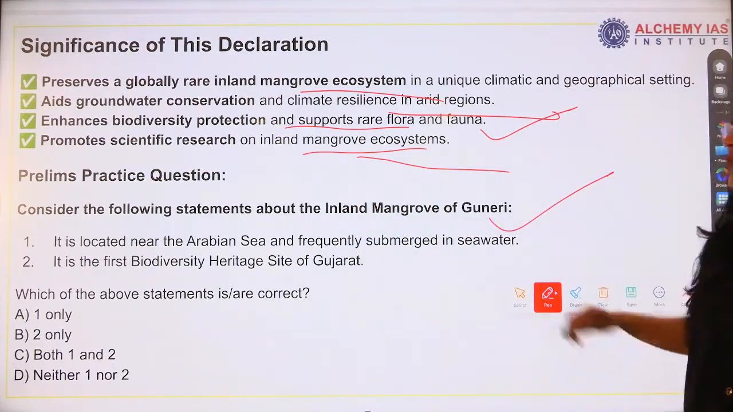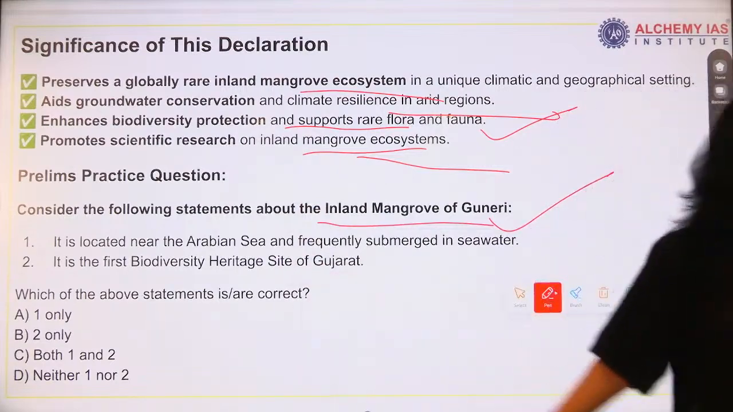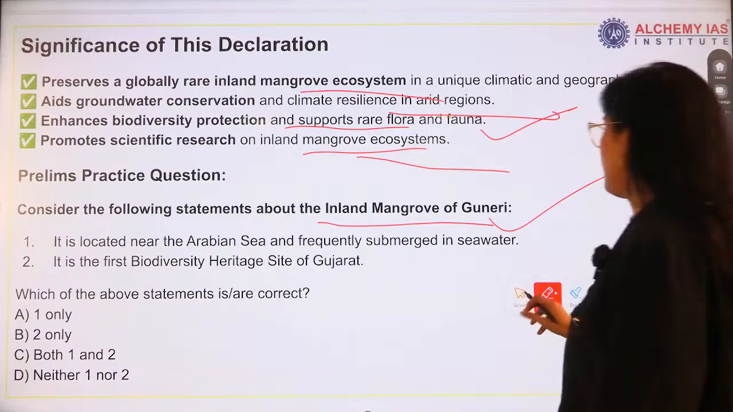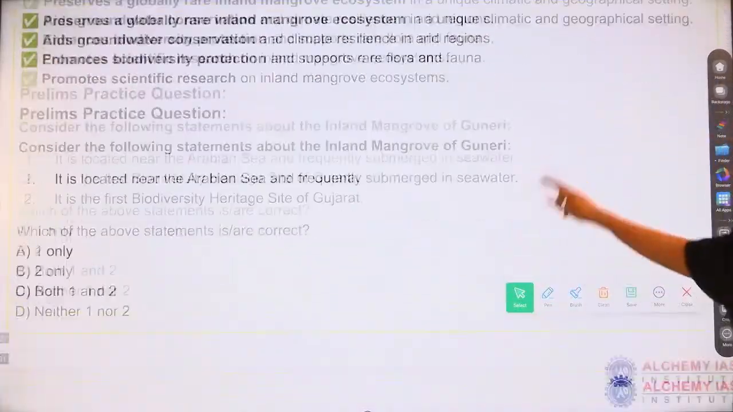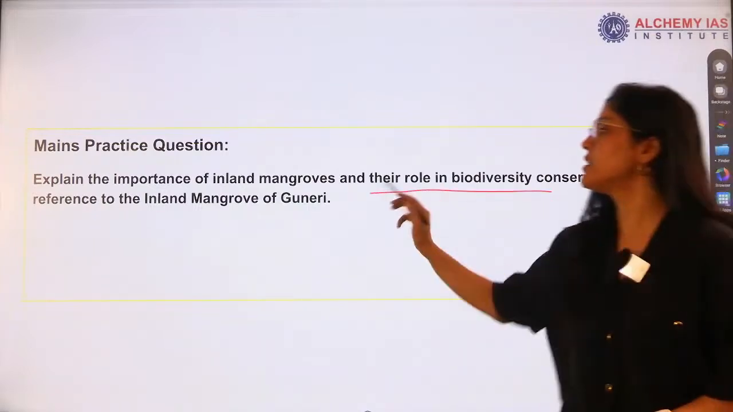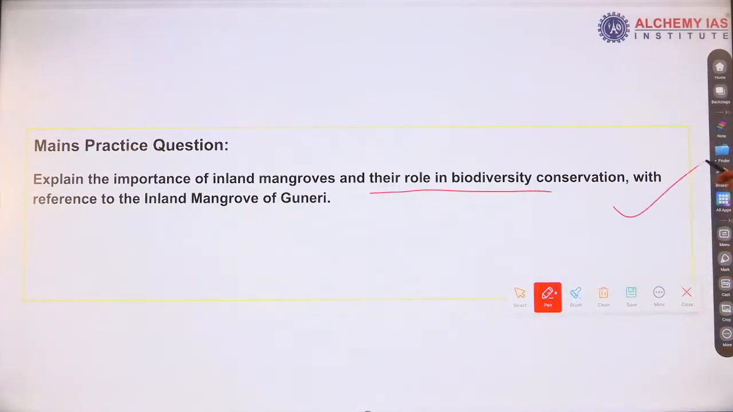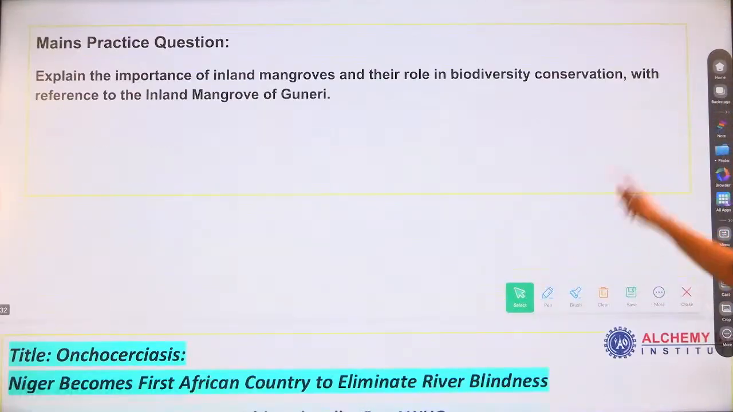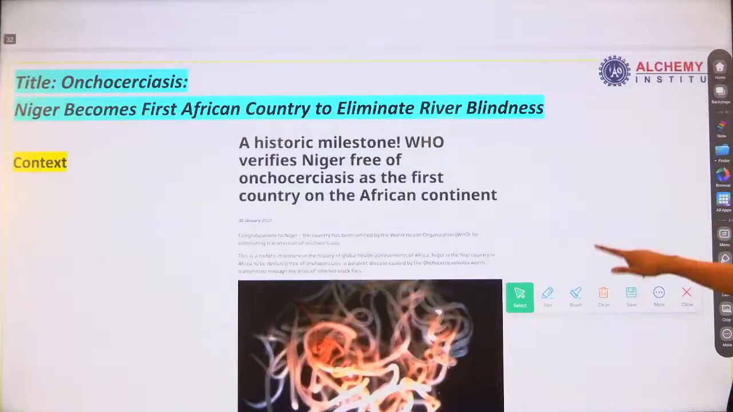Question time. What all statements related to Guneri mangrove is correct? Please answer the following question. Okay, now mains practice question. Explain the importance of inland mangroves and their role in biodiversity conservation with reference to the inland mangrove of Guneri.